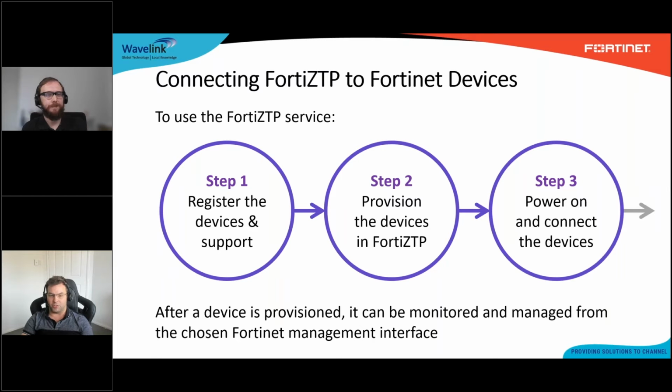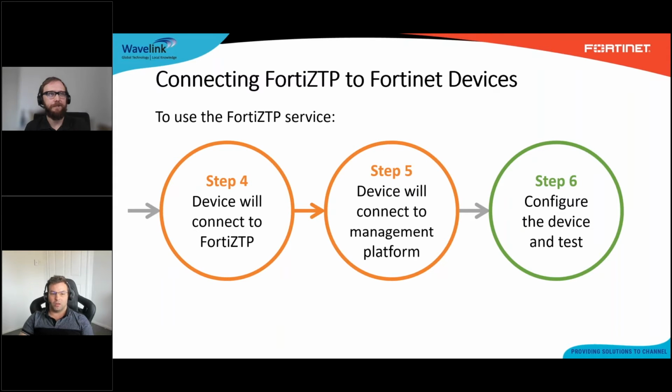After the device is provisioned, it can be monitored and managed from that Fortinet management interface. So if it's in FortiManager, it'll show up in FortiManager and you can adopt it. If it's FortiExtender Cloud, you can then connect to it in FortiExtender Cloud and use the full tunnel to log into the extender directly if you want to. It is fully provisioned at that point. So once you've done that, the device will connect to FortiZTP. The device will then connect to the management platform, and then it will configure the device and test it. So you'll see that it is online.